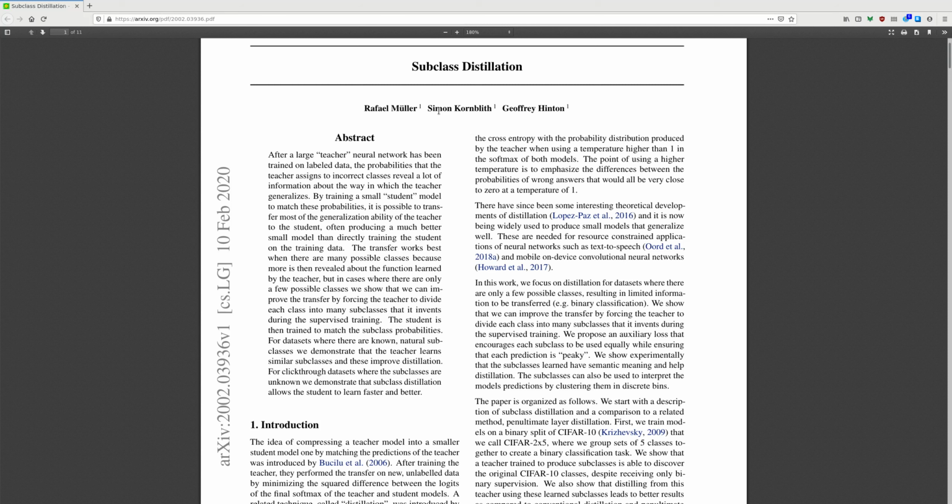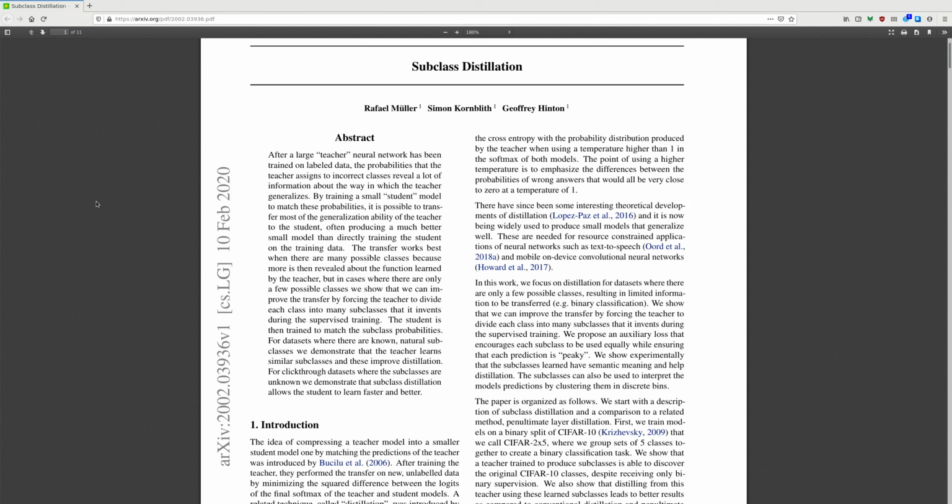Abstract. After a large teacher neural network has been trained on labeled data, the probabilities the teacher assigns to incorrect classes reveal a lot of information about the way in which the teacher generalizes. By training a small student to match these probabilities, it is possible to transfer most of the generalization ability of the teacher to the student, often producing a much better small model than directly training the student on the training data.